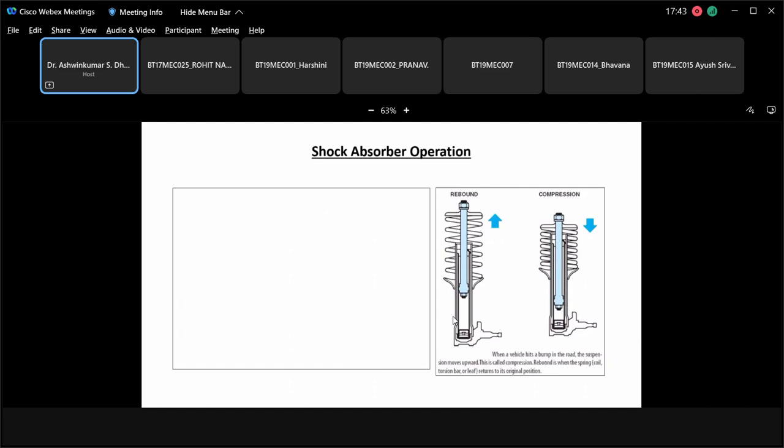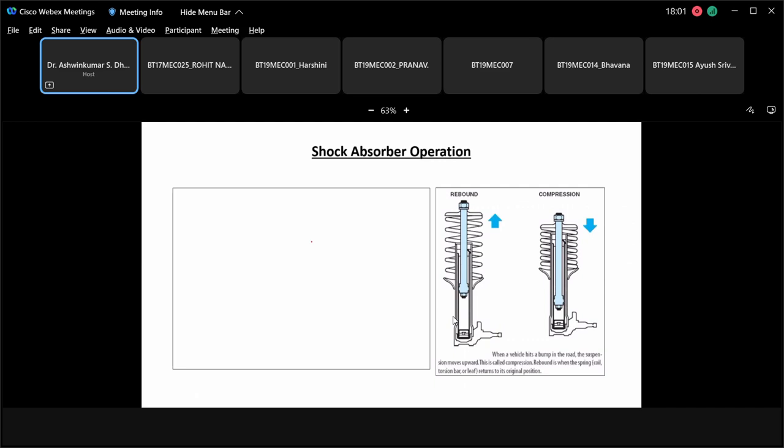When the vehicle hits the bump in the road, the suspension moves upward. This is called a compression. A rebound is when the coil or the torsion bar or leaf returns to its original position. So this is the compression and this is the rebound.